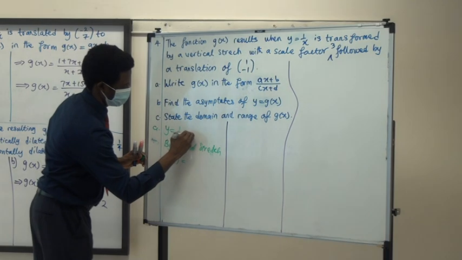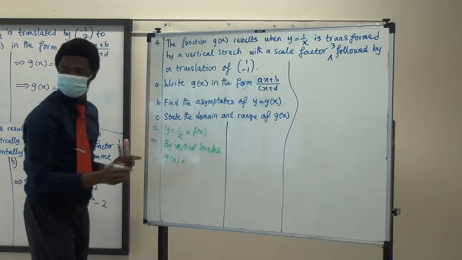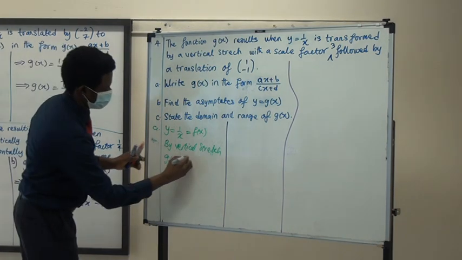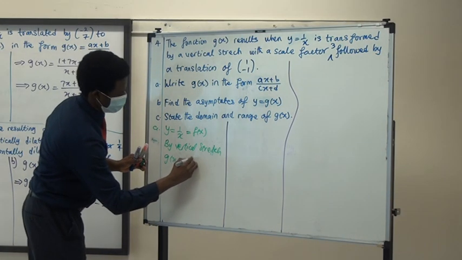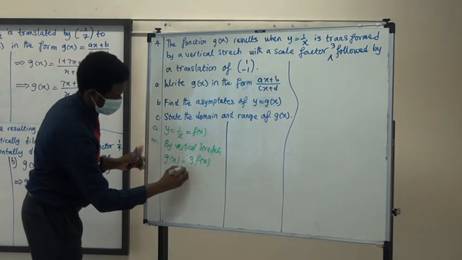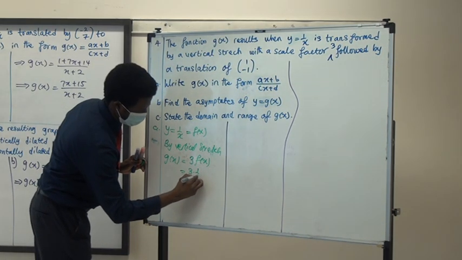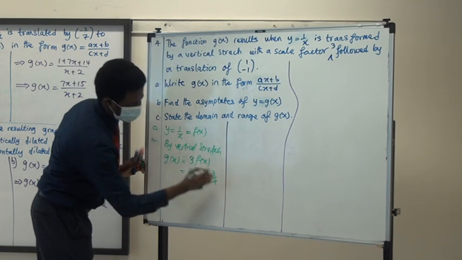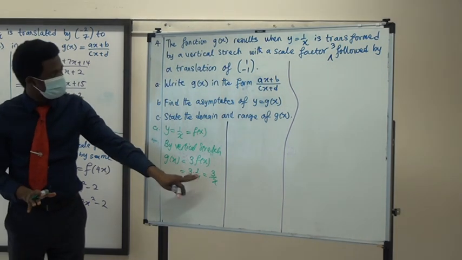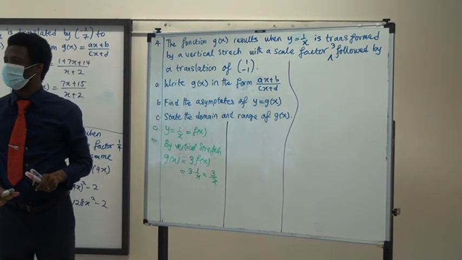Okay, maybe we say let this be f, just to make life a bit easier. By the vertical stretch, g of x will be what? 3 f of x. Is that right? And that will be 3 times 1 over x, which is just 3 over x. So that's one transformation. The next transformation is, after we have done this, translate by that vector.